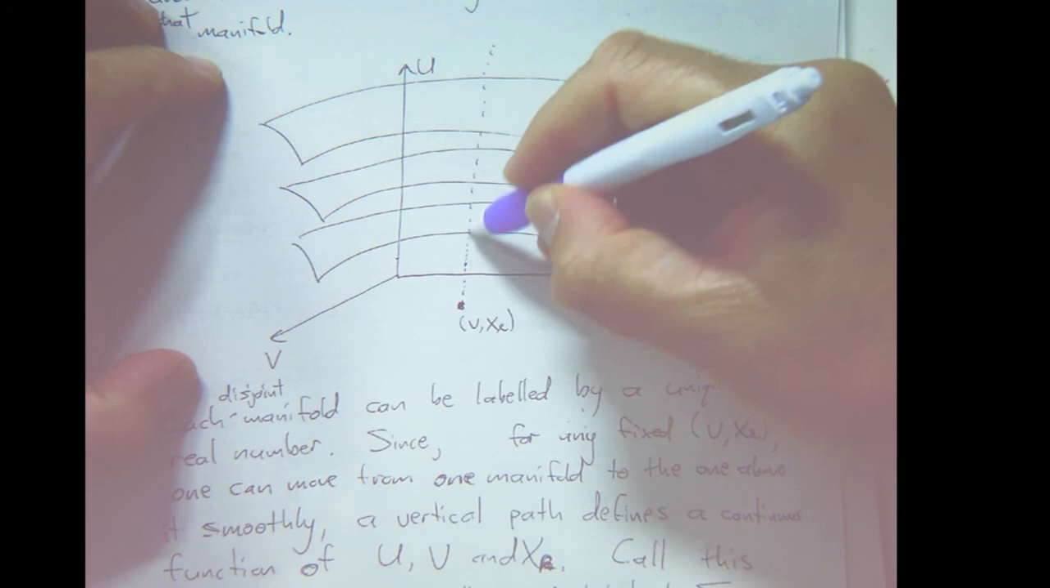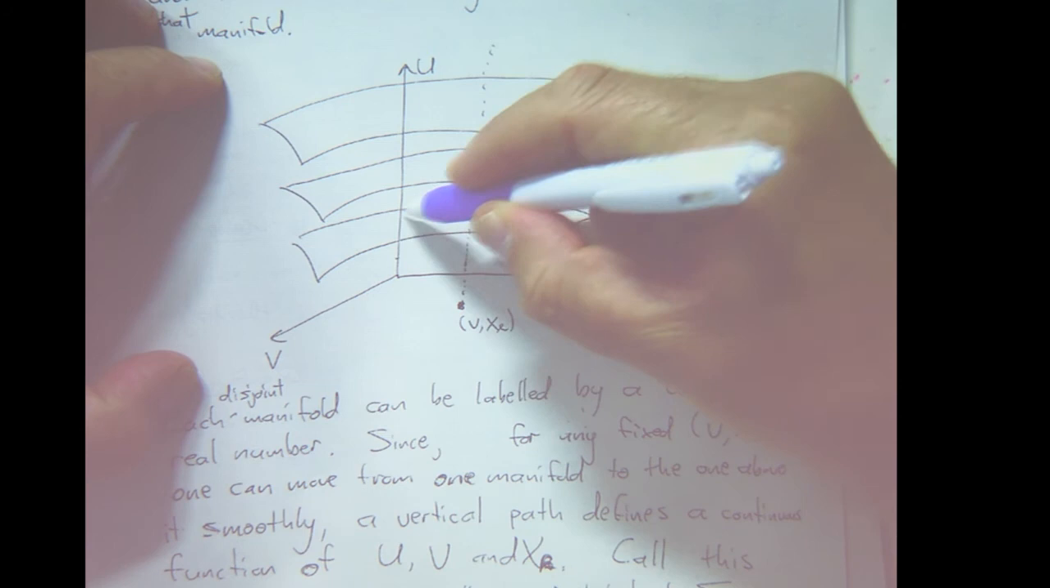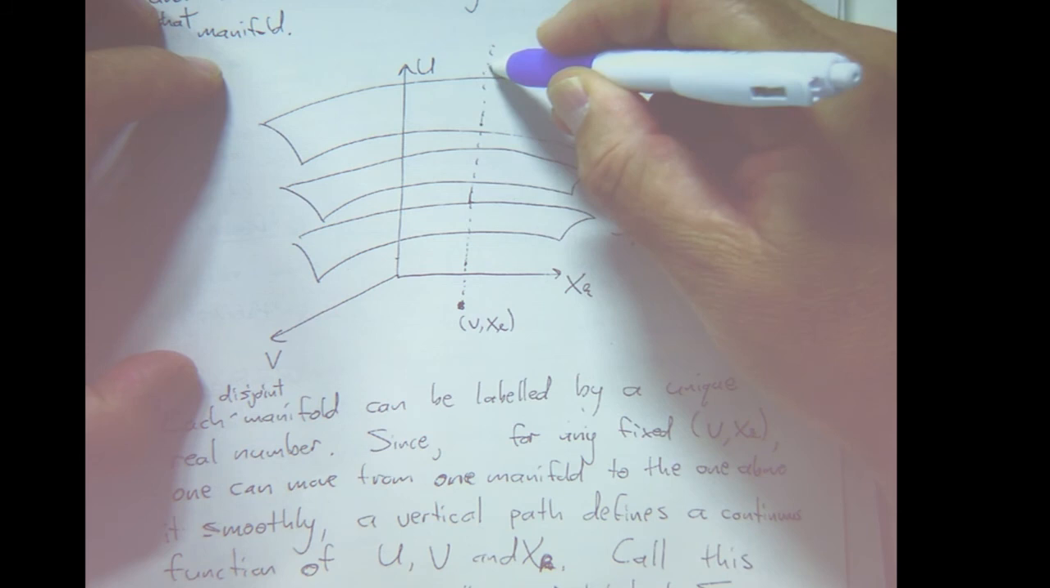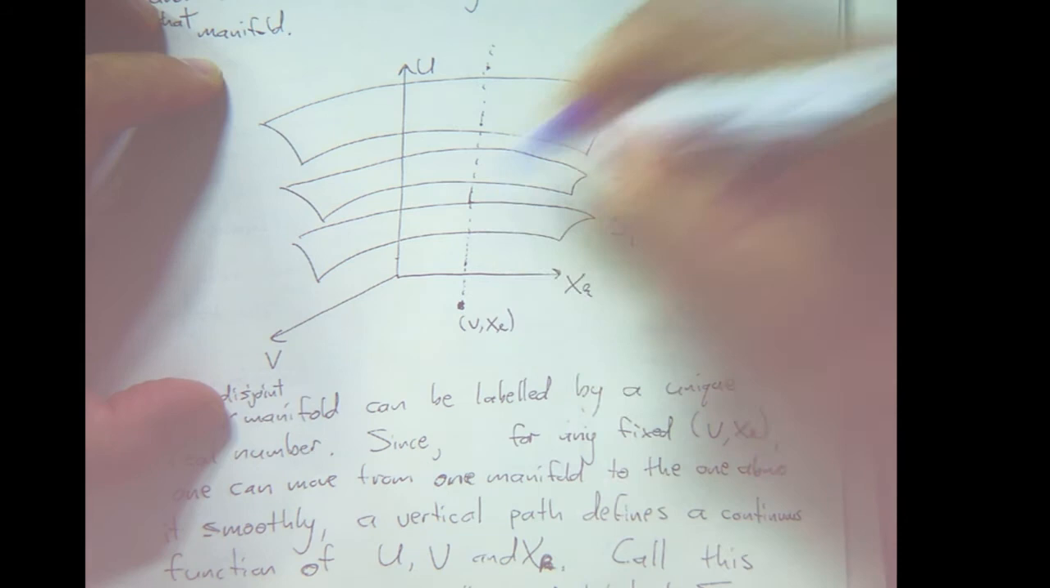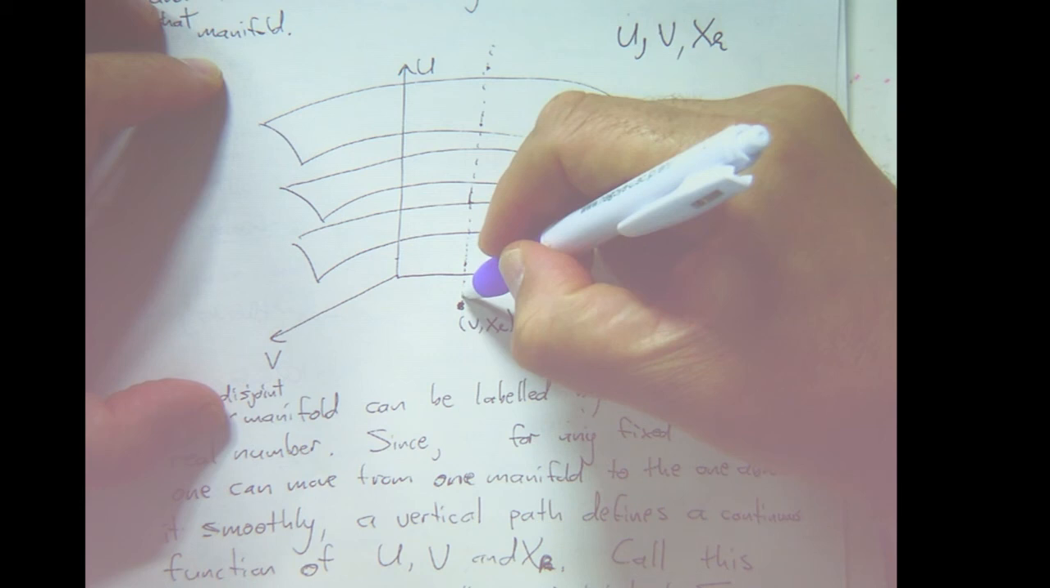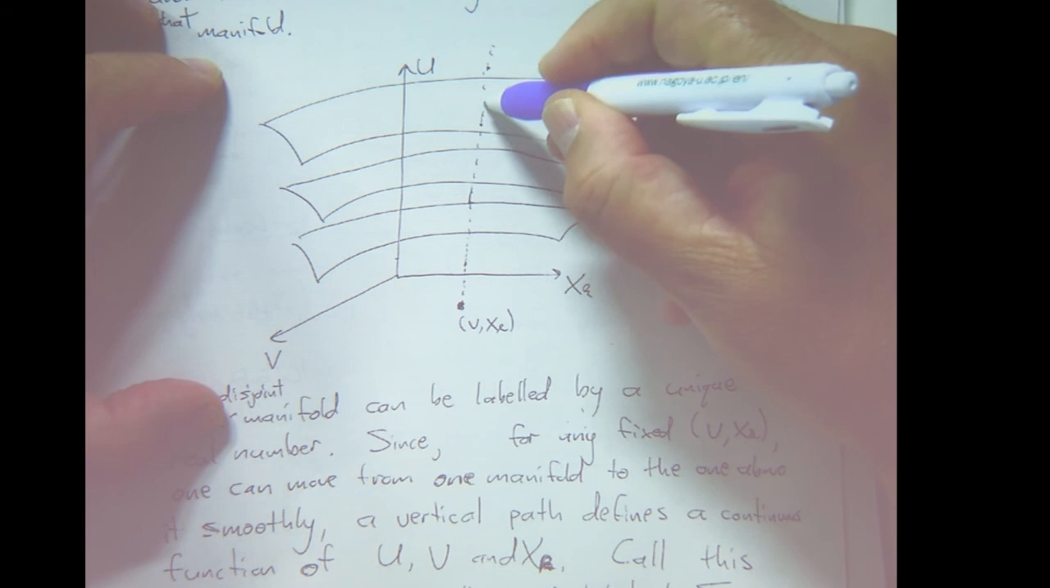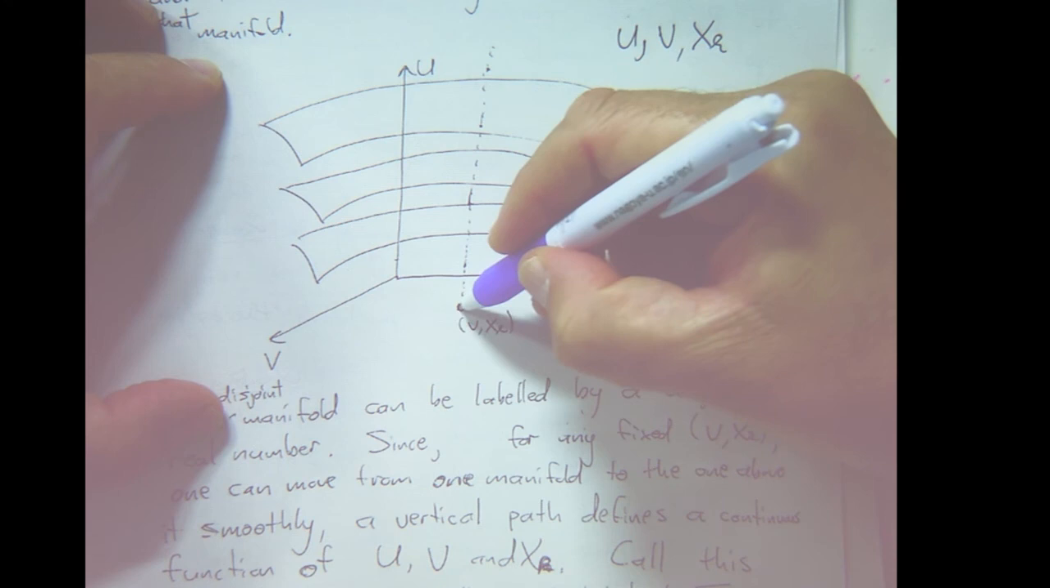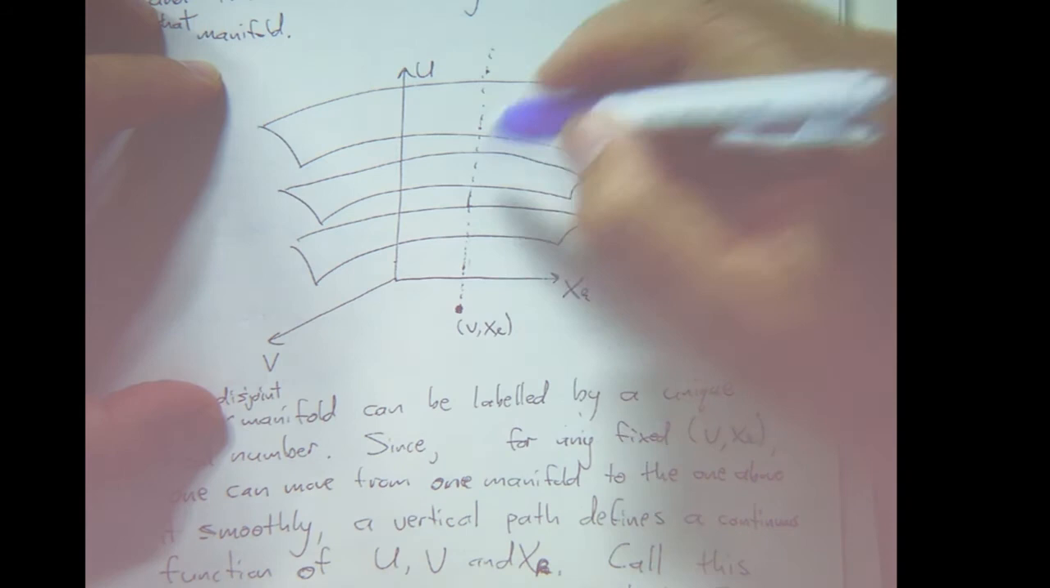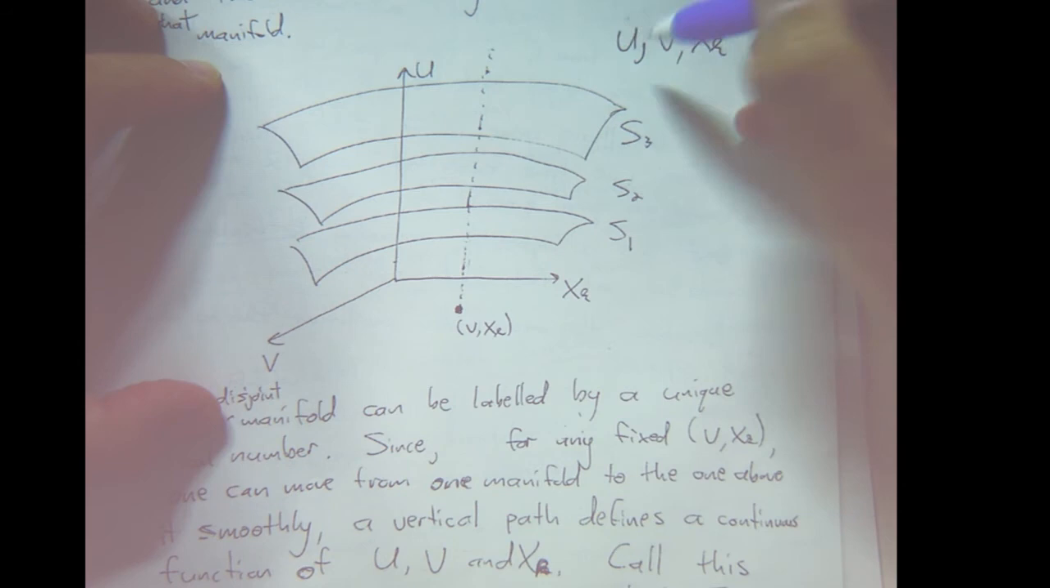At any point along here, there is a particular internal energy, here another particular internal energy, here a particular internal energy. So what have I got? I've got a function of u, v, and xk. It's a function of u because any point here is given a unique u, and the v is unique, and the xk is unique because it's one point there. So by going straight up like this, I can assign to all of these points a particular number, depending on u, v, and xk.